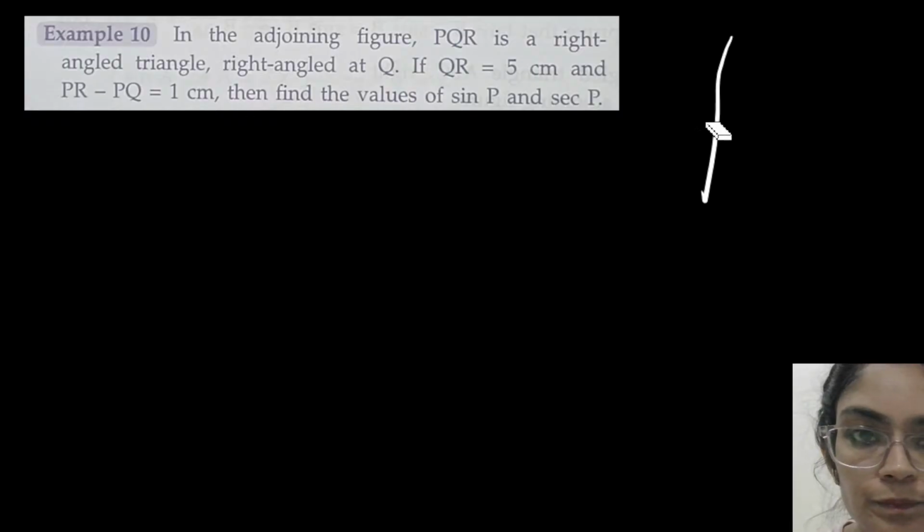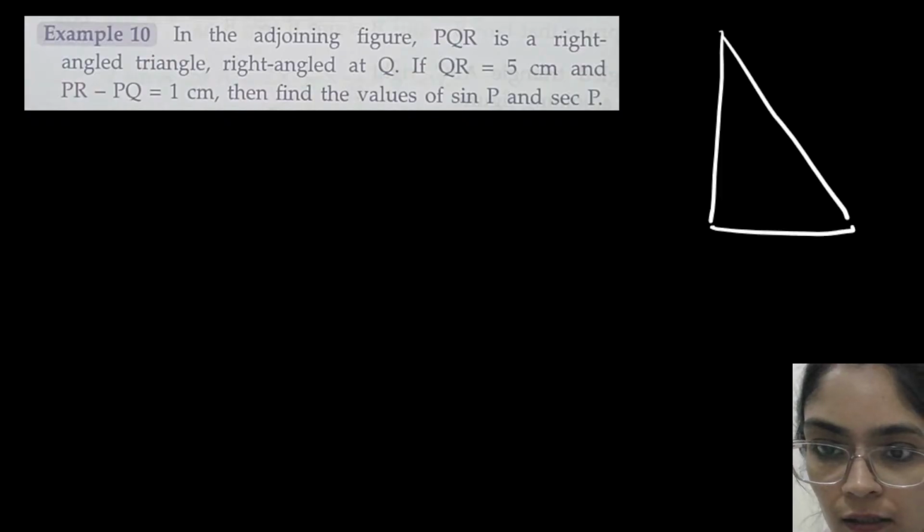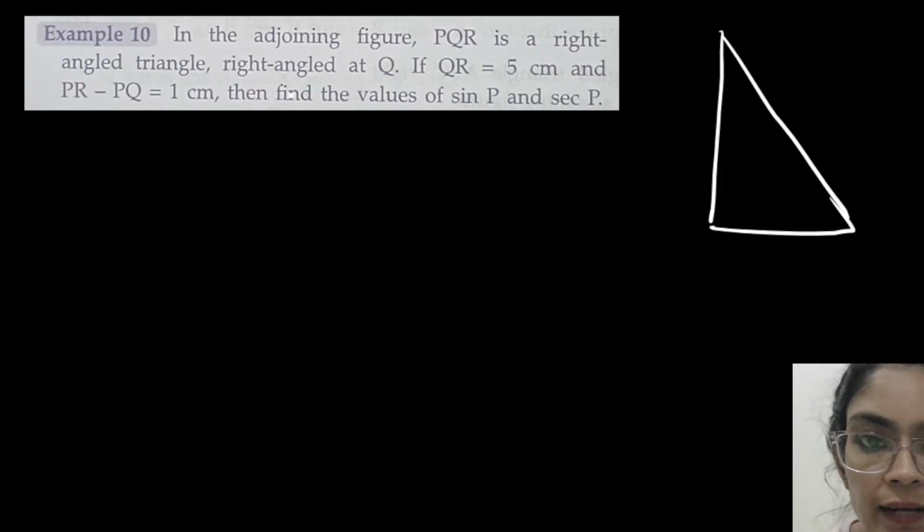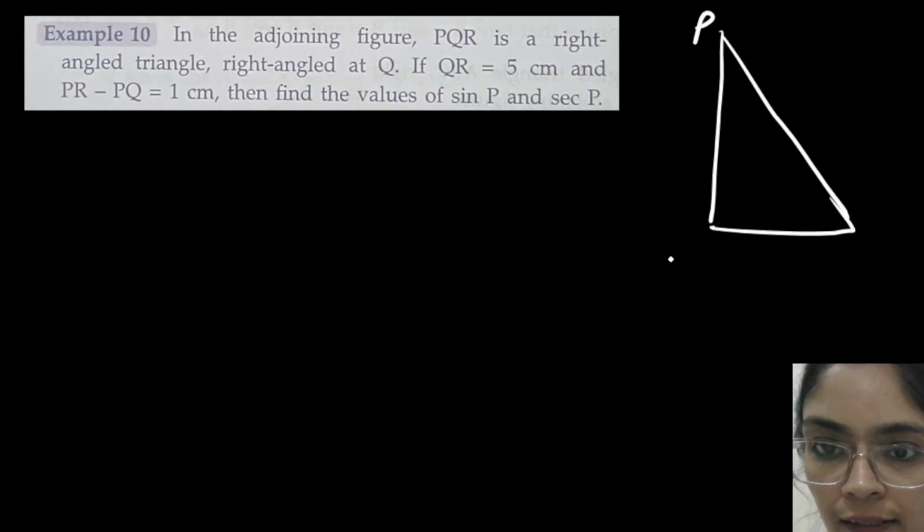The figure I'll just draw in the adjoining figure. So PQR is a normal right angle triangle. PQR is a right angle triangle, right angled at Q.